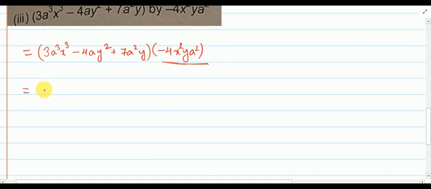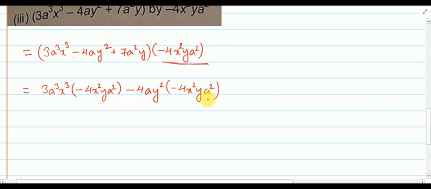Okay, so we'll write 3a cube x cube. Now this has to be multiplied, but it is in minus, so better I write in bracket. Okay, then minus sign. Okay, 4a y square, then 4x square y a square, then plus 7a square y, and then minus 4x square y a square. Done.